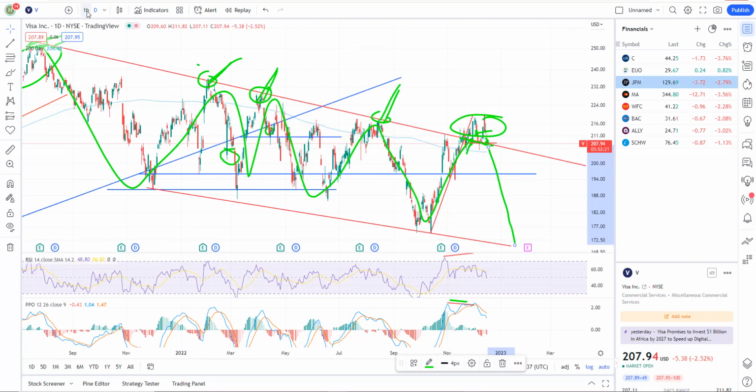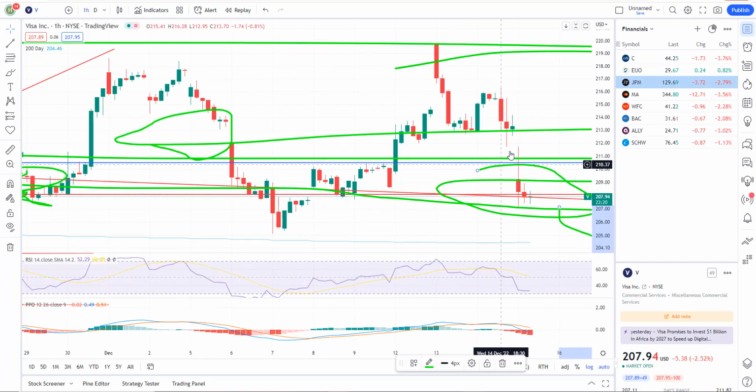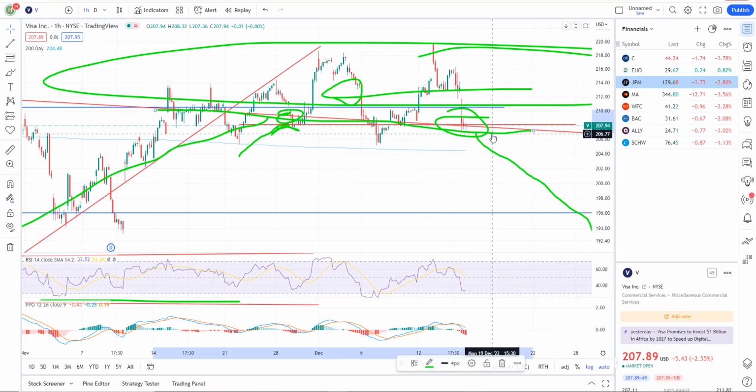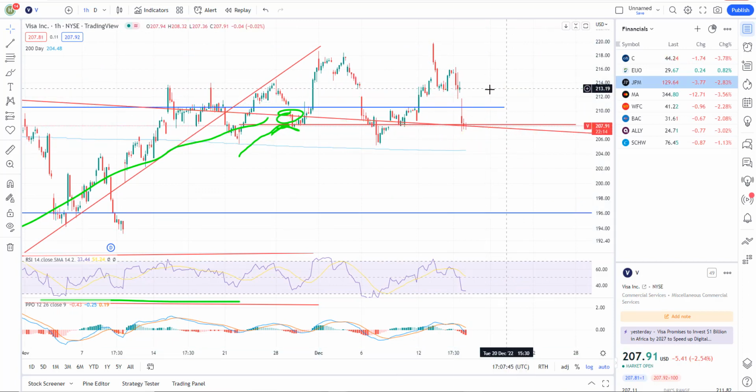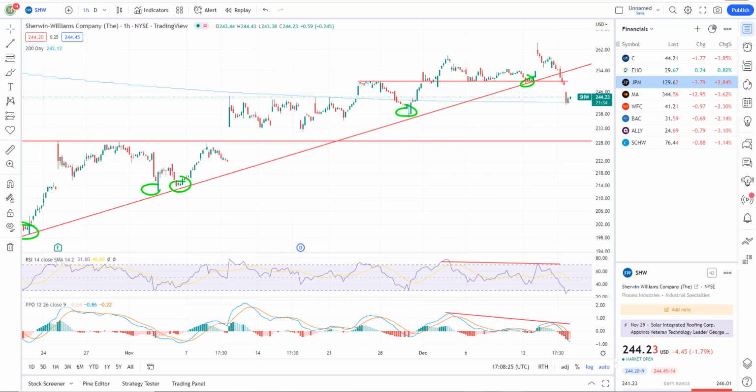The only thing I need to see on this one, going back to the hourly, let me clean this up just a second, is that breakdown of right about here. An impulsive break below this 208 area, and that should be our sell signal. So I'll keep an eye on that one.